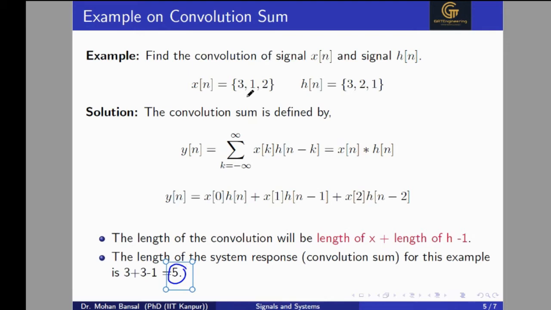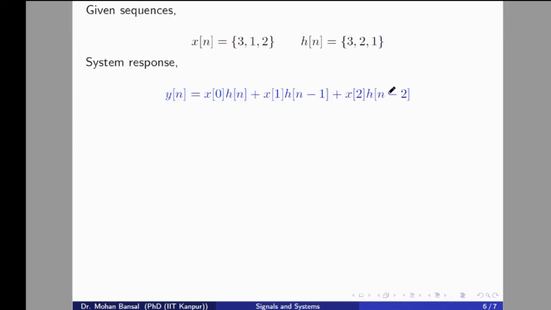What is the meaning of length here? Number of samples. Here number of samples are 3. So length of x is 3, length of h is 3. So we'll get length of y will be 3 plus 3 minus 1, that will be 5. So we'll get 5 samples in the output for this particular problem.